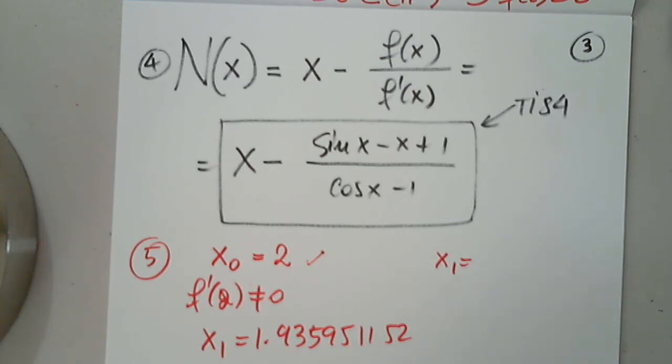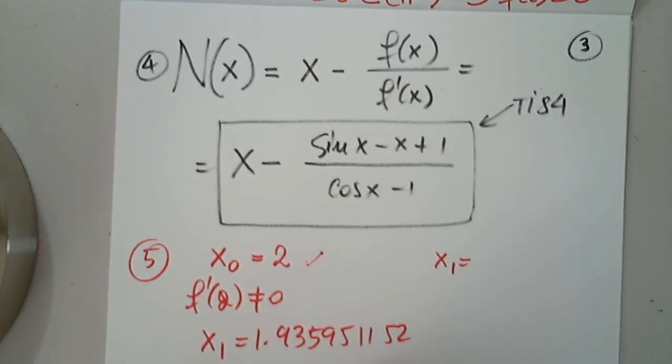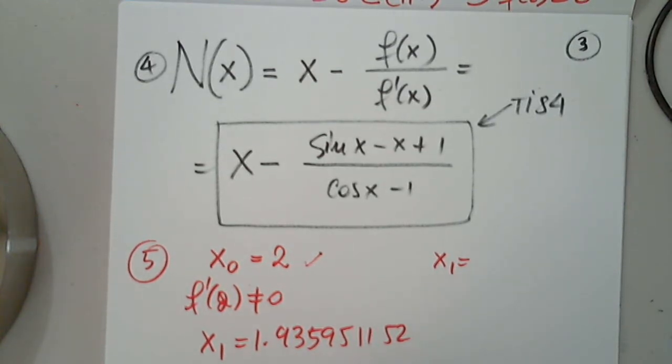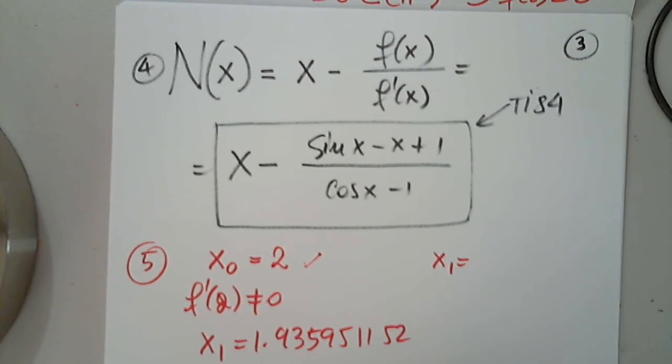So now in the same function, I want to put in this to get x sub 2. So x sub 2 is 1.934563874. And now it's done. All I have to do is just repeat. I don't change anything anymore. So x sub 3, 1.934563211.